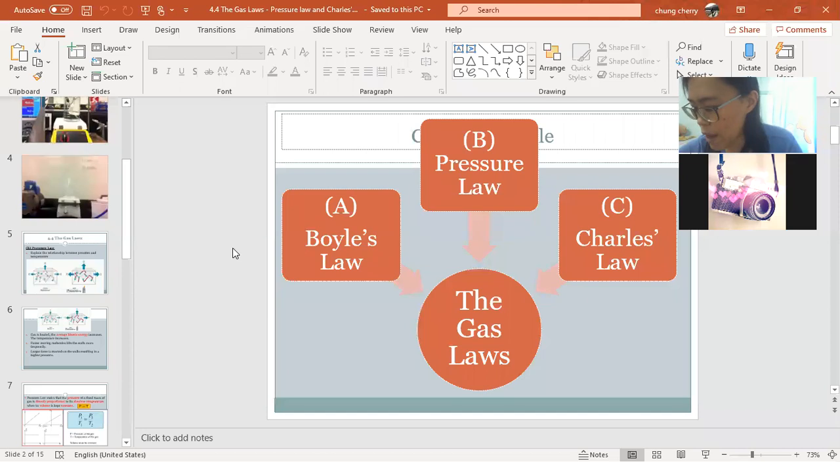Wait a while. So pressure law is talking about pressure and also absolute temperature. You listen to me better. Pressure law is explaining the relationship between pressure and absolute temperature.